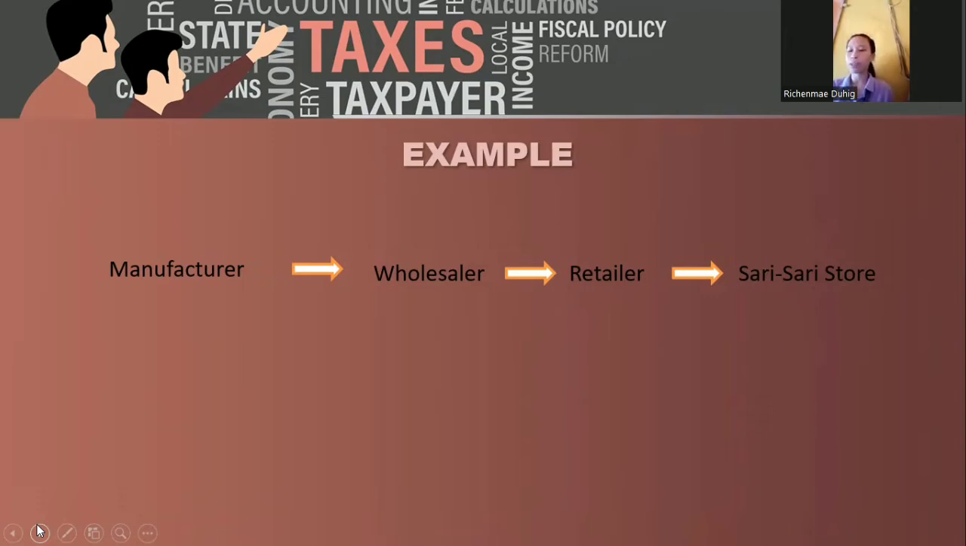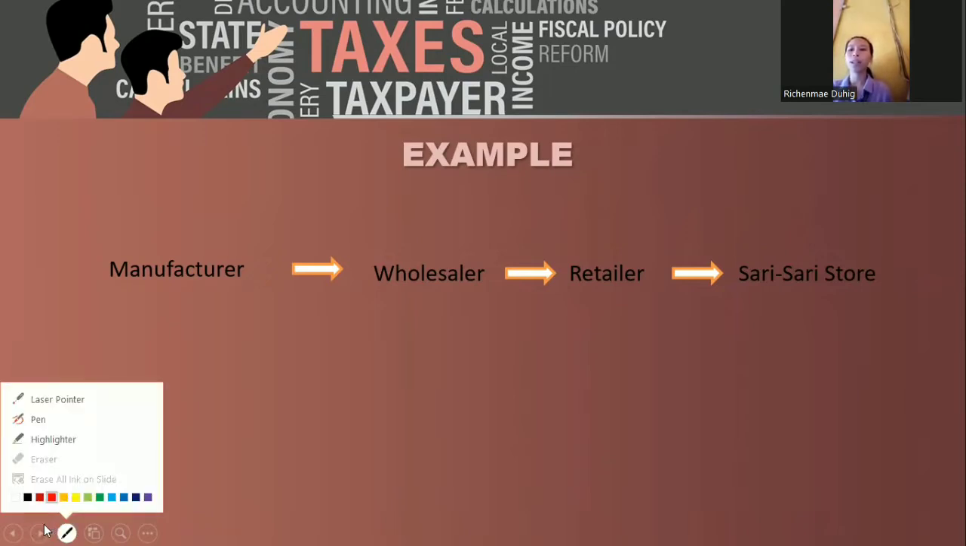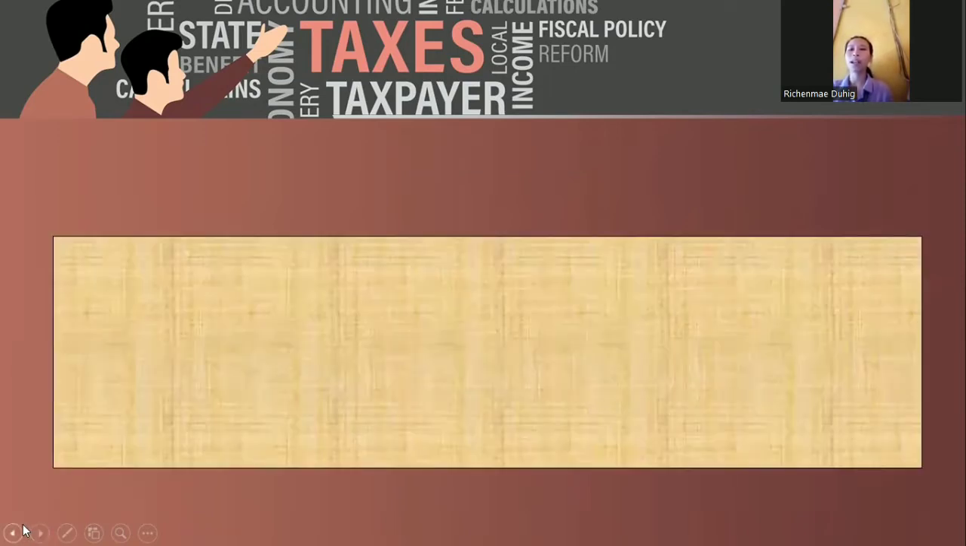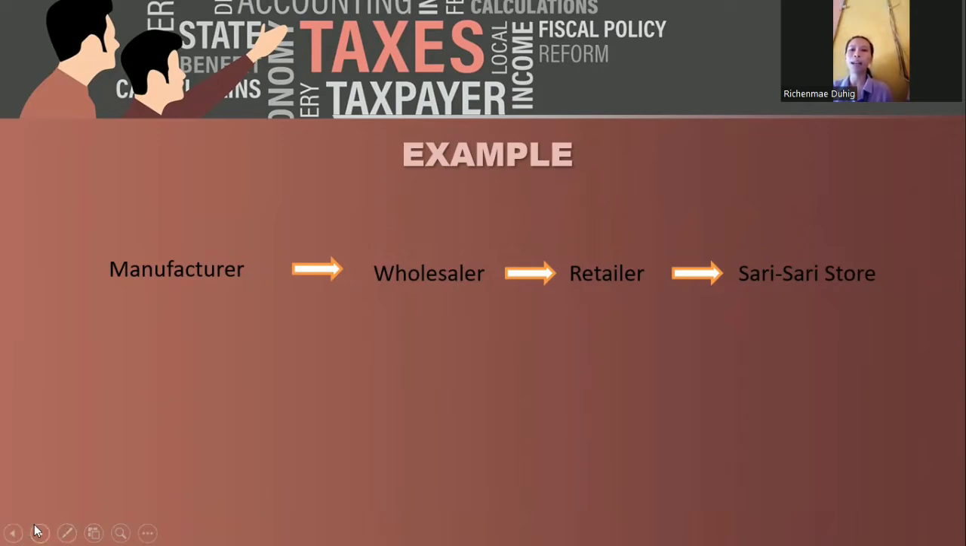So from the manufacturer or producer, the selling price of the product is 100 pesos. With VAT at 12% included in the price, the price will become 112. And then when the wholesaler purchases the product from the manufacturer, it will become 112. And if the wholesaler sells the product to the retailers, the retailers can add on to their price and include the VAT.